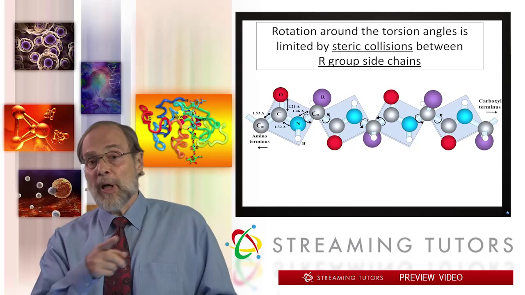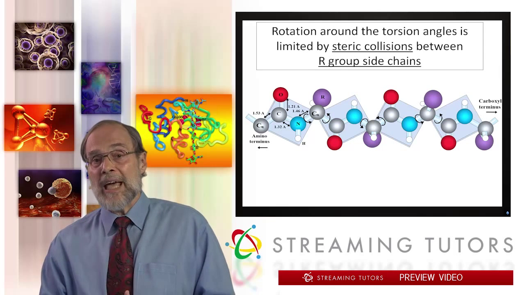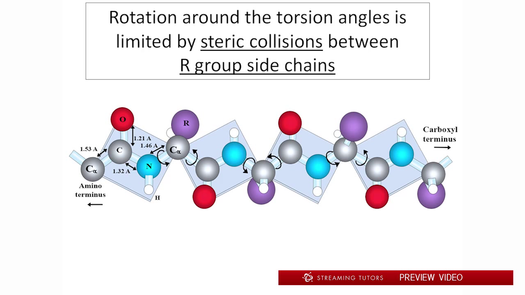So shown here is a polypeptide sequence. Take a moment, find the alpha carbons, which are labeled in gray, C sub alpha carbons. Take a moment also and find the phi and psi angles for each of the neighboring amino acids. And again, the card-like images emphasize the planar nature of the amide bonds between each of the amino acids. Now find the R group side chains. They are the larger purple spheres.